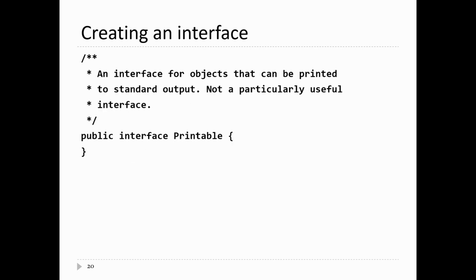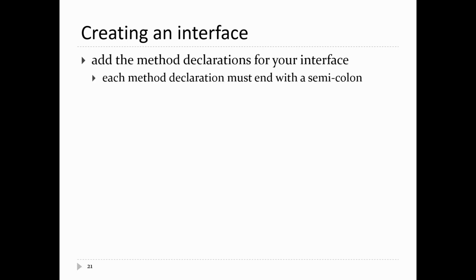So here is our interface called printable. It just represents objects that can be printed to standard output. Notice that the comment says it's not a particularly useful interface, but it's an example of a simple interface that's easy to understand. So all you do is you change the word class to interface. Otherwise, things are the same. You then add whatever methods you want your interface to have. In an interface, it's only the method declarations. In other words, it's not the definitions. So there's no body to any of the methods.